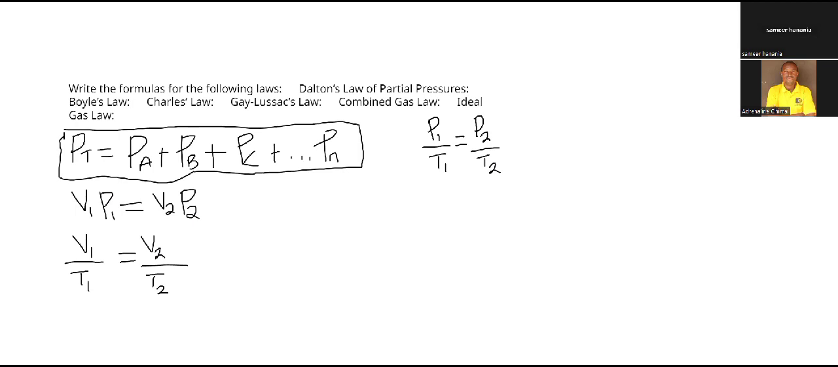For combined gas law, it is P1 V1 over T1 is equal to P2 V2 over T2. Don't forget, anyone. Is that clear? Yes.